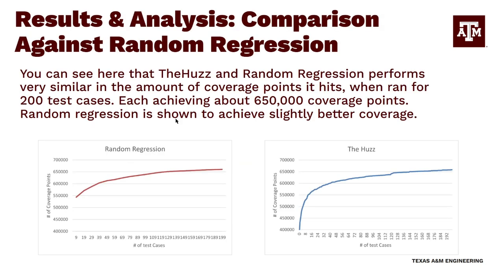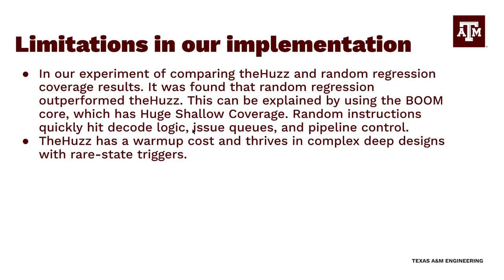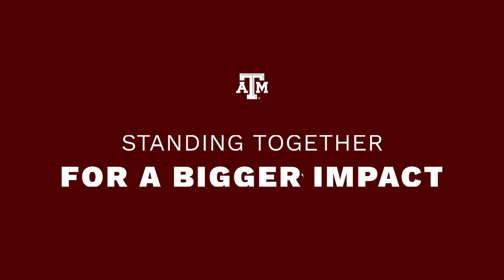This is our results where you can see that about 650,000 coverage points was achieved for each one, where the random regression is actually slightly better coverage, and this was run in 200 test cases. The limitations in our design where we could not replicate the results can be explained by the BOOM core having more shallow coverage, where random instructions can quickly hit decode logic, issue queues, pipelines, and just more of the coverage points. And TheHuzz also has a warm-up cost to it, where it thrives in deep designs and also a large testing time. That is our presentation. Thank you.